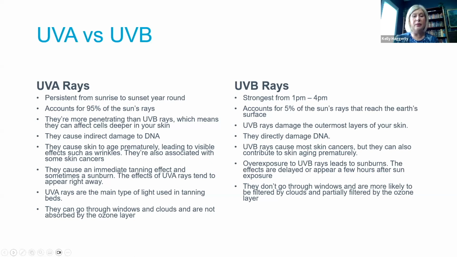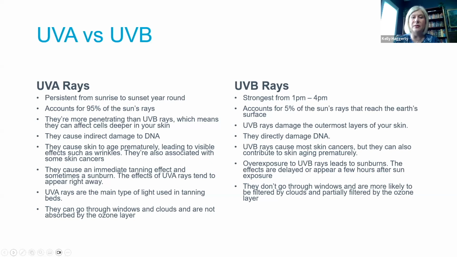UVA and UVB rays are the types of radiation that cause sun damage to our skin, which is why we're focusing on them today. UVC rays do not reach the Earth's surface naturally as they are absorbed by the ozone layer. So we see them used, for example, artificially in disinfection and also in things like lasers, but we're going to focus on UVA and B today.